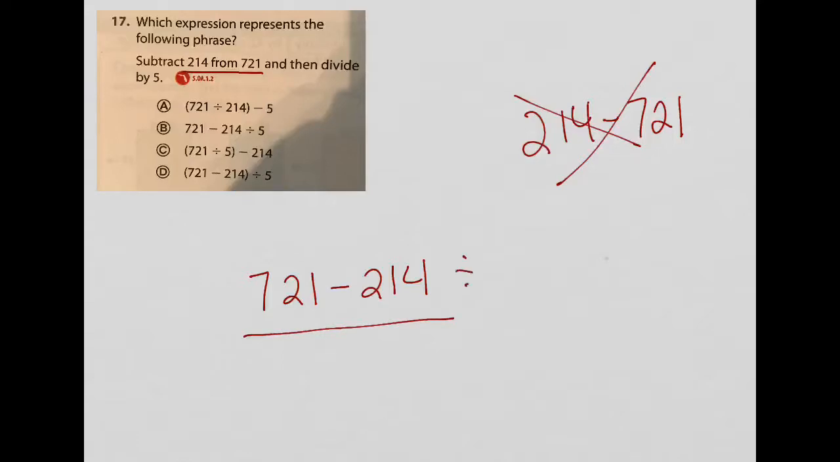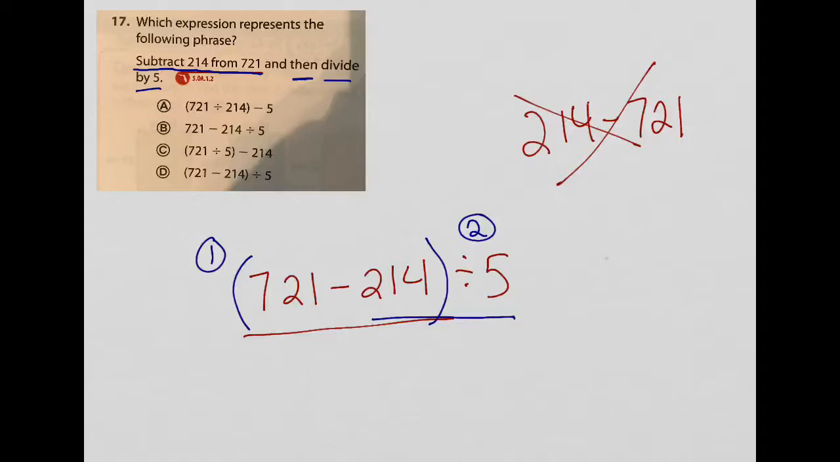Then divide by 5. From order of operations, division would come first from left to right, but that's not what this problem is asking me. It wants the subtraction, 214 from 721, then dividing by 5. So I have to use my symbols to make sure I group 721 minus 214 first. I'm going to put parentheses around that, so that would be done first, and then the division would be done second. So I have parentheses, 721 minus 214, close the parentheses, divided by 5.